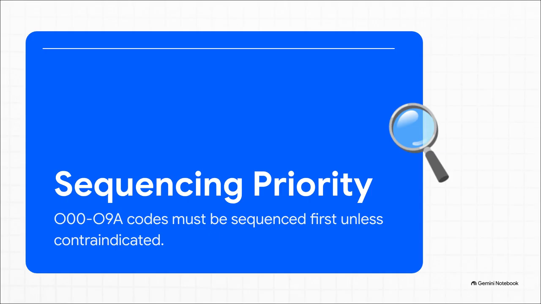Why is this a big deal for us? Well, if you sequence a routine symptom, say a standard headache, over the pregnancy code, that claim is going to get flagged and denied so fast. The only exception is if a provider explicitly documents that a condition is completely incidental to the pregnancy. But honestly, those cases are super rare. So when in doubt, Chapter 15 always comes first.